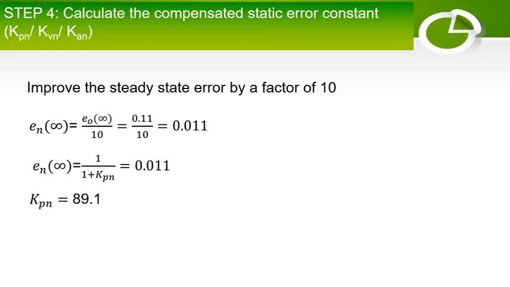So you divide it by 10, then you will get 0.011, and then you need to find the corresponding static error constant, or Kp new. Using this equation, you will get your Kp new equal to 89.1.